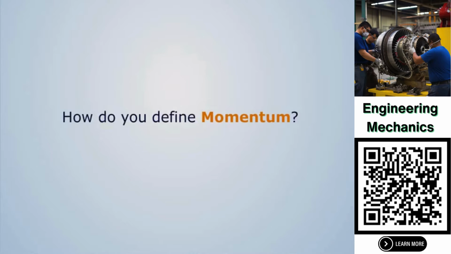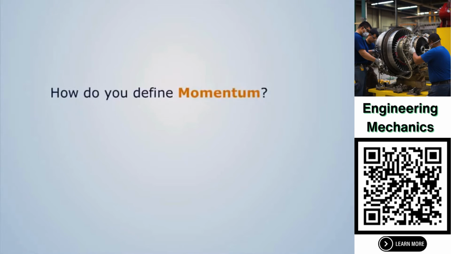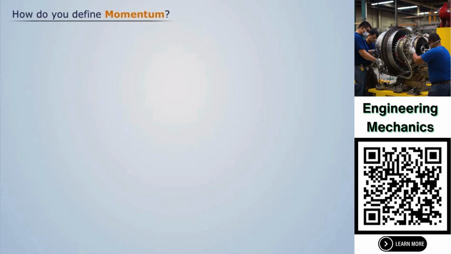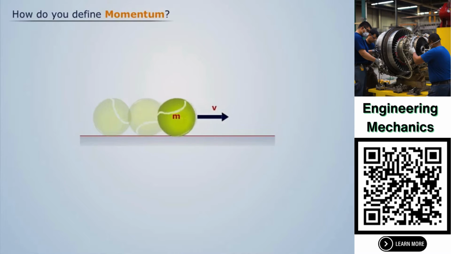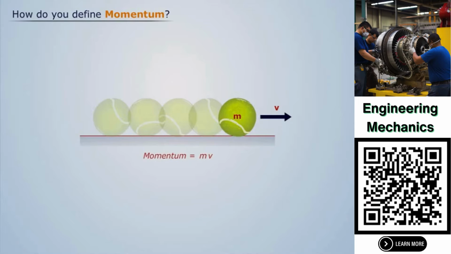How do you define momentum? To define momentum, let us consider an object of mass m, moving with a velocity v in the forward direction. Now, if we take the product of mass and velocity of this object, then this will give us its momentum.